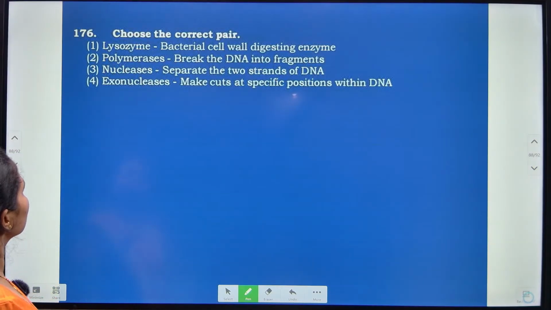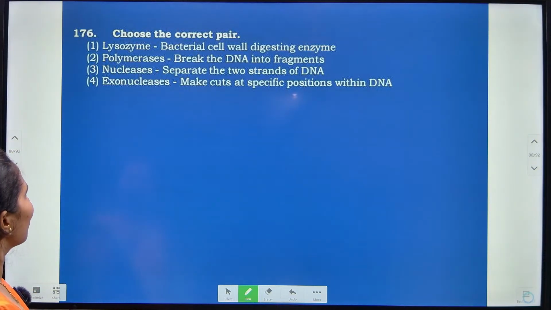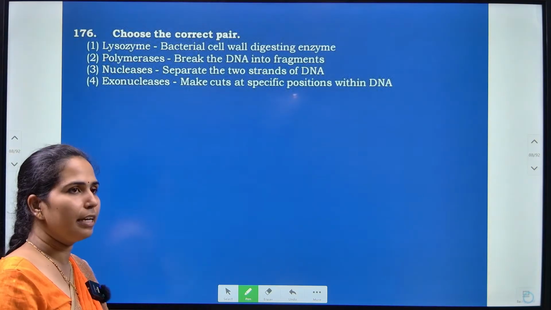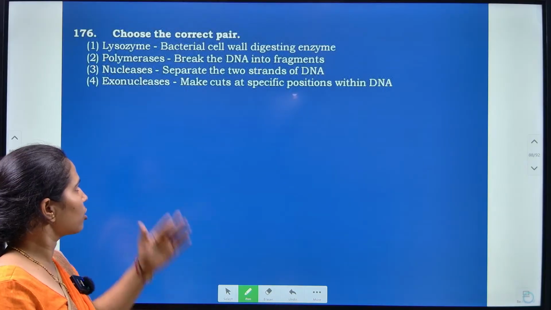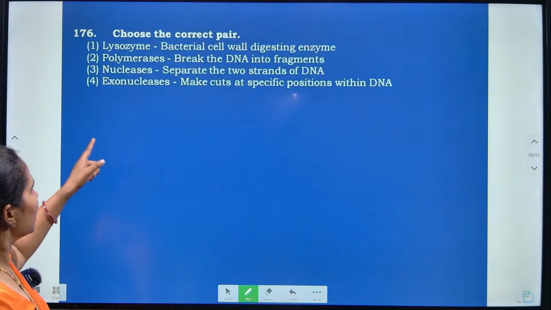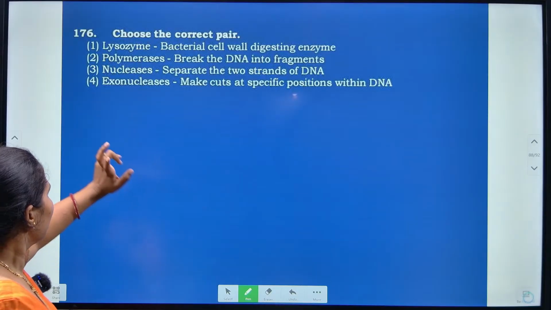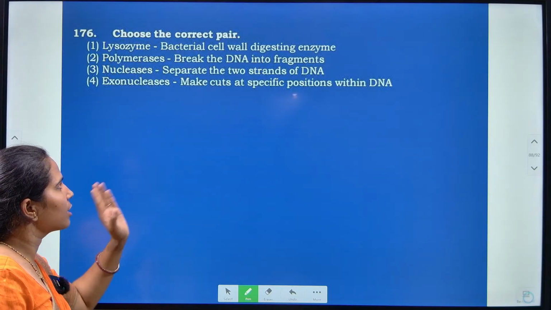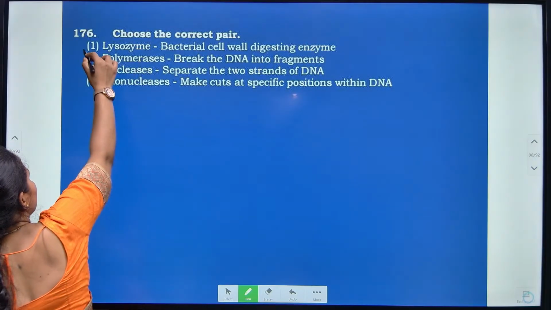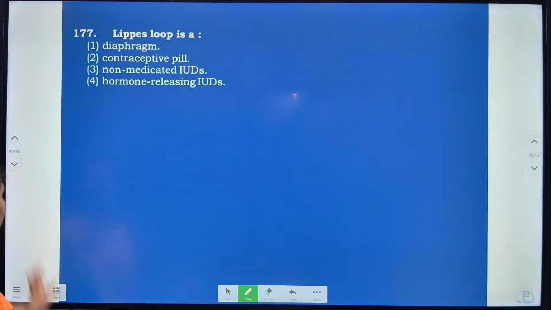Now, choose the correct pair. Lysozyme is a bacterial cell wall digesting enzyme. Polymerase enzyme helps in polymerization of the DNA here; it is not going to break down DNA into fragments. Nucleases do not help in the separation of two strands of the DNA. Exonucleases do not cut at a specific position within the DNA here. So, the right option is lysozyme. The correct match is the lysozyme. Next.